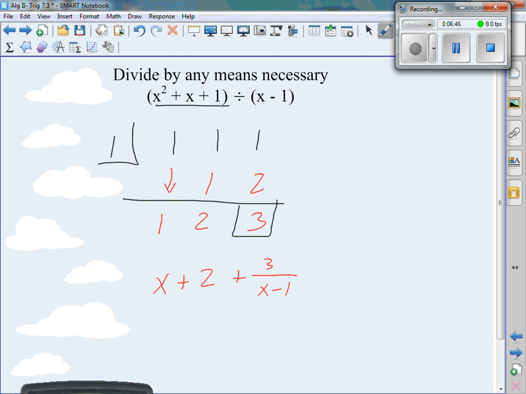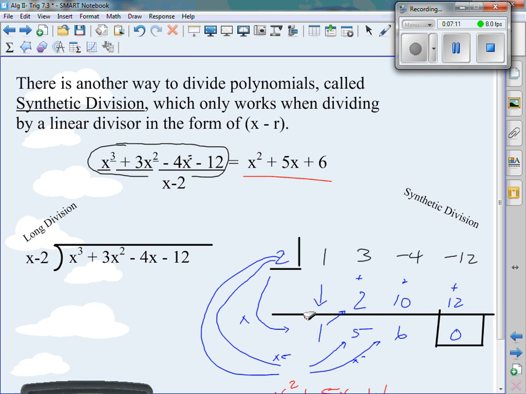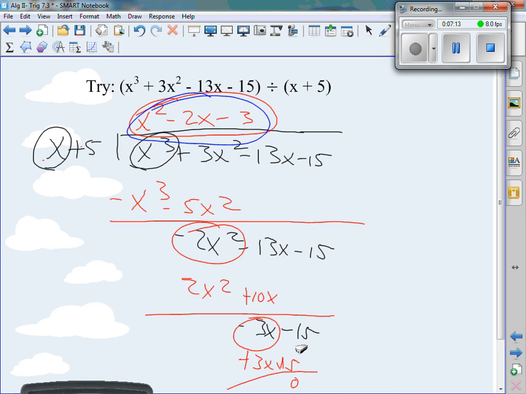I could do this either way. The remainder always goes over x minus 1. It's whatever I was dividing by. If this was a 5 here, it would be x minus 5. If this was a minus 1, it'd be x plus 1 down there. Whatever you have left over, if this number down here was a 2, it would be plus 2 over x plus 5.